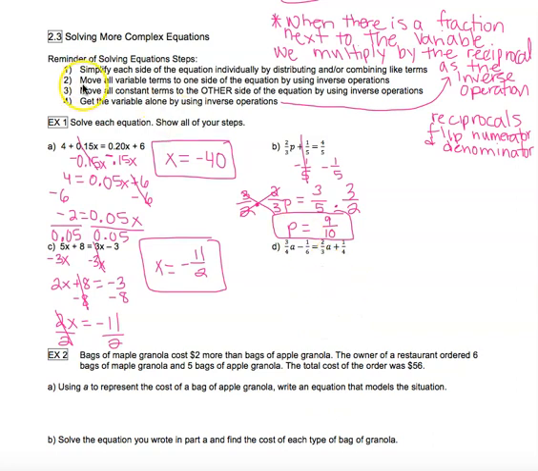I want all my variable terms on one side using inverse operations. So I've got 3/4 and 2/3. Since 3/4 is bigger, I'm going to move the 2/3. Remember, we're moving the whole term in step 2 and step 3. So that means subtracting or adding. These go away. 3/4 minus 2/3.